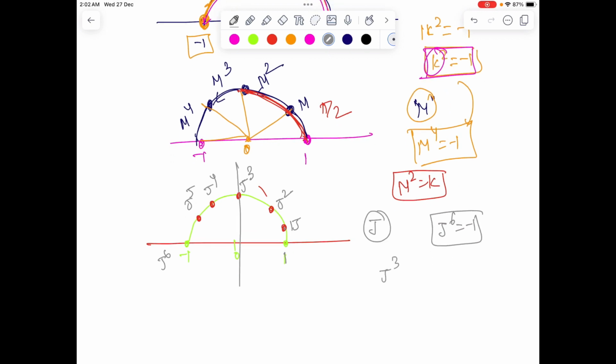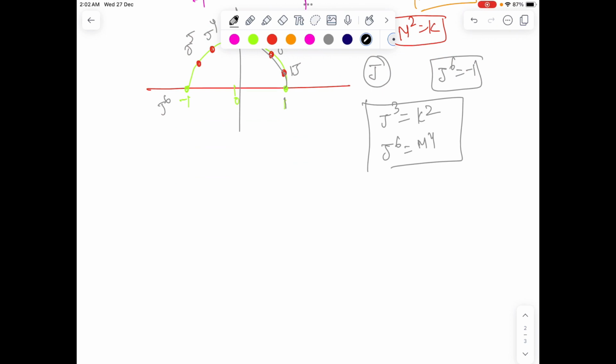And clearly j cube now behaves like our k square, right? And j6 is the same as m4. So you can keep on creating these definitions. Now the point is, is this of any relevance when we start creating definitions like this? The answer is of course yes.